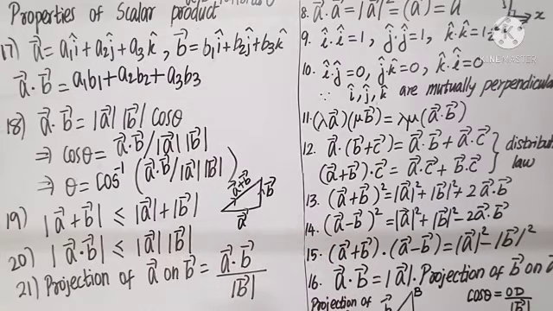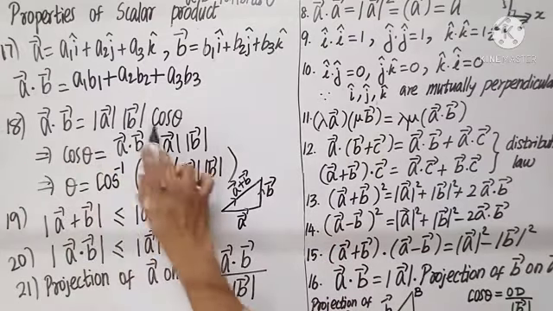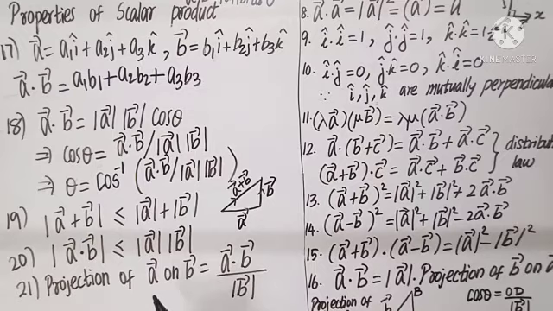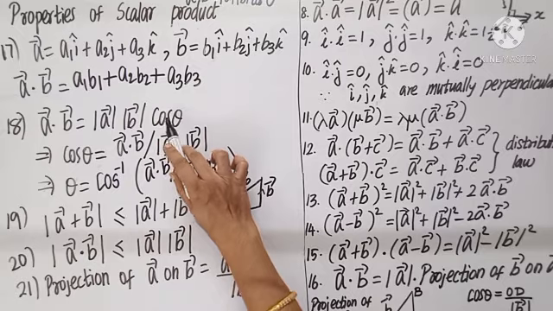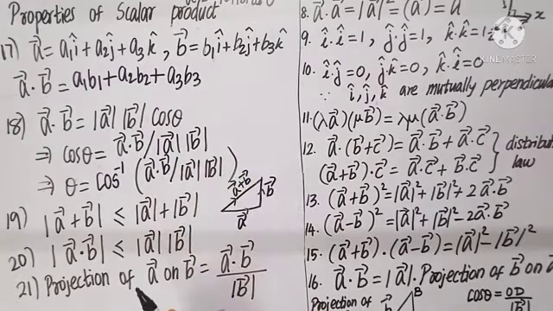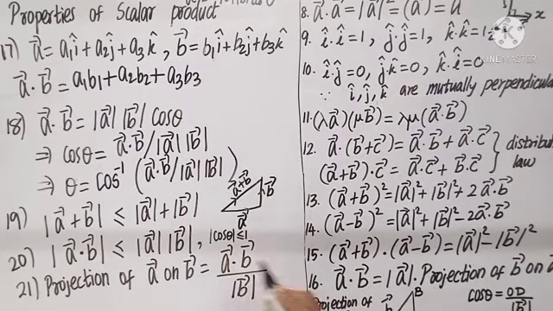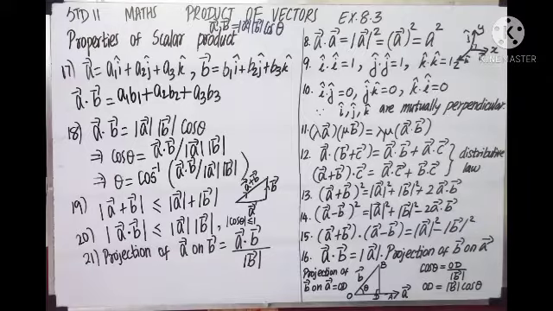And from this formula, where A dot B is mod A mod B cos theta, we know the maximum value of cos theta is 1. So cos theta ranges from -1 to +1. From here, I can deduce that modulus of A dot B is less than or equal to mod A into mod B. Why? Because modulus of cos theta is less than or equal to 1. Let us proceed into exercise problems.